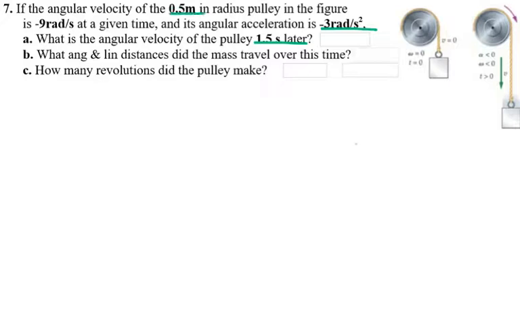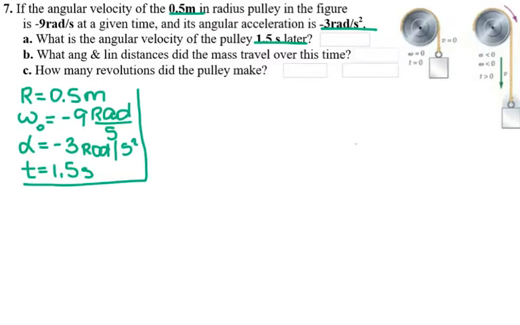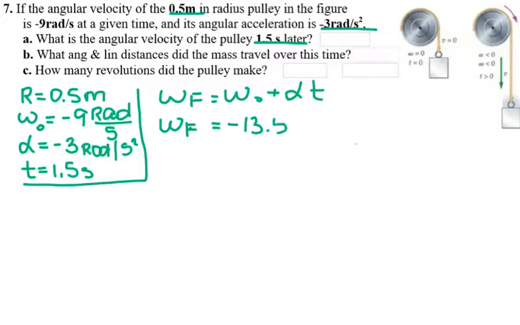And what are the angular and linear distances the mass traveled over this time, and how many revolutions did the pulley make? So this is an angular velocity type of problem, so I can find the final velocity by saying it is initial velocity plus the acceleration times the time. So if I plug in my numbers, I get negative 13.5 radians per second.